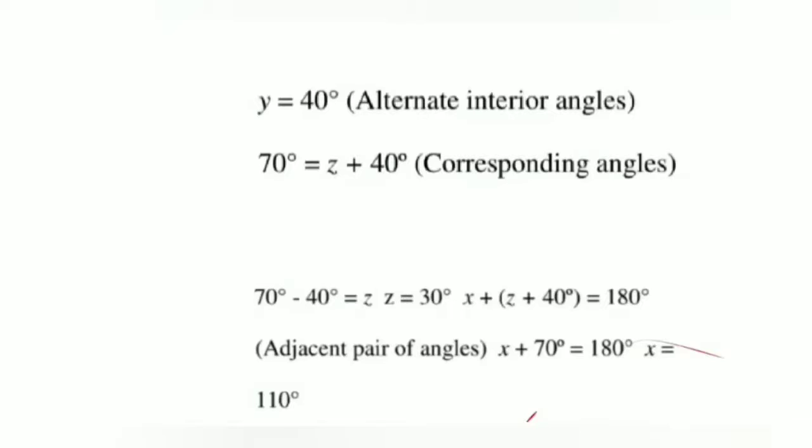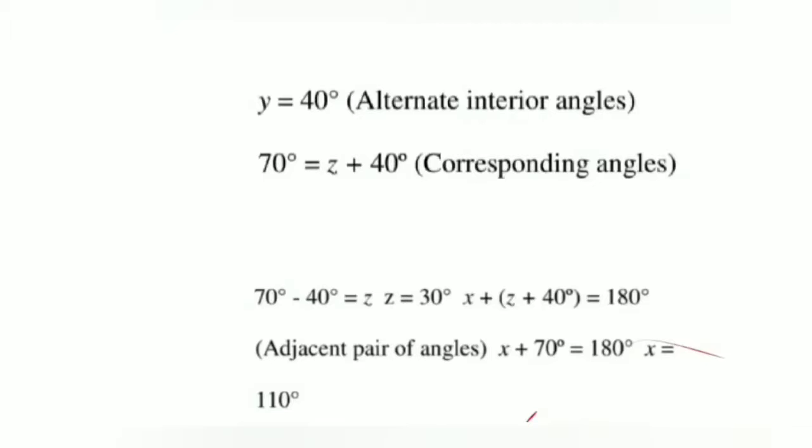Now, X plus Z plus 40 degree is equal to 180 degree. Why? Because this is an adjacent pair of angles. So X plus 70 degree is equal to 180 degree will come. It means X is equal to 110 degree.